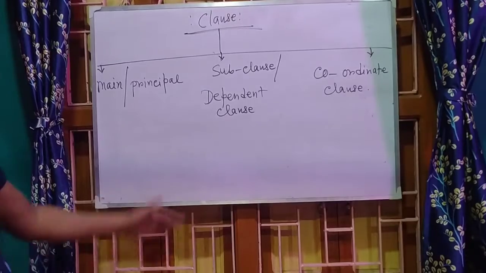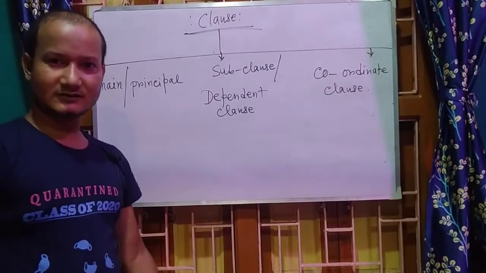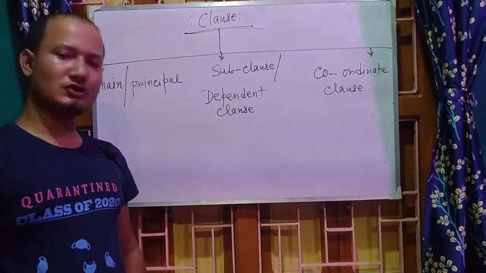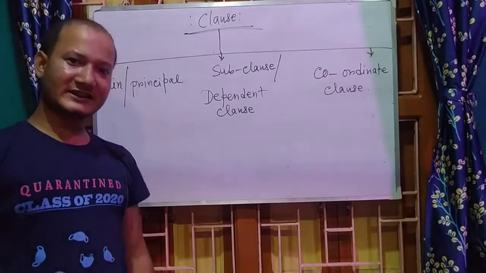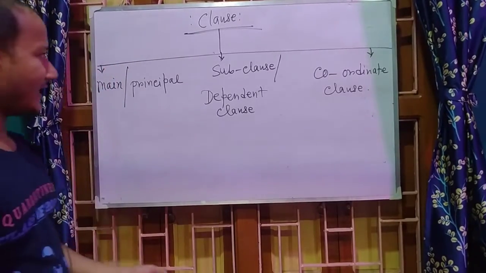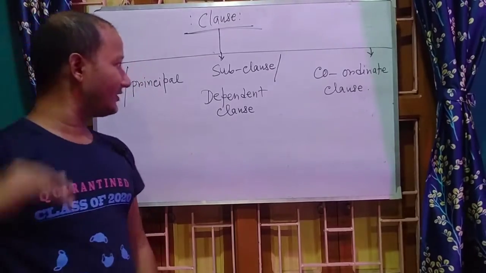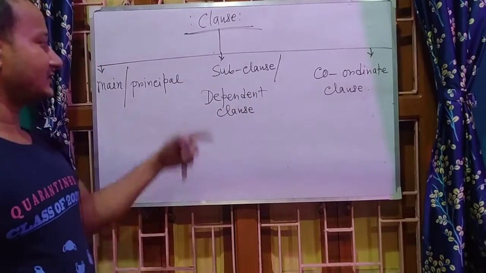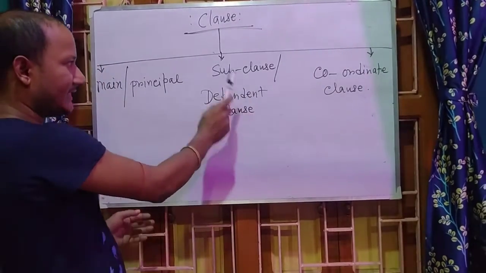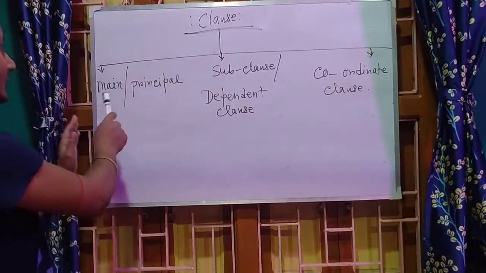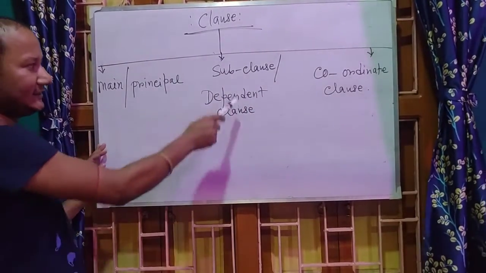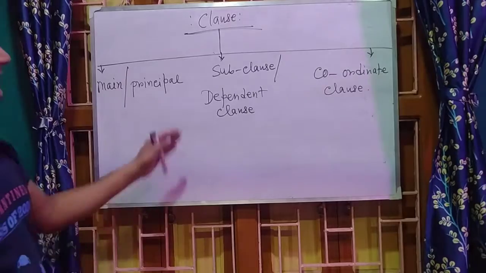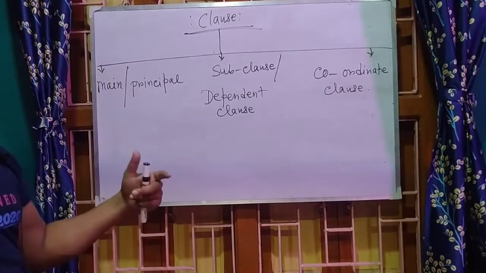Now come to sub clause or dependent clause. I hope you have heard of a sub inspector. So who is bigger, sub inspector or inspector? Obviously inspector is higher in rank, sub inspector is below in rank. So sub clause or dependent clause. Dependent means one who depends on someone or something. This clause cannot express its meaning without the help of the main or principal clause. Because of this, it is called sub clause or dependent clause. Dear students, I hope you understood what I am trying to make you understand.